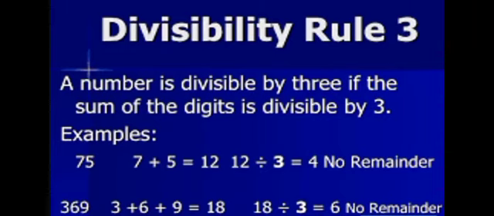Let's take one more example, 369. The sum of all digits, 3 plus 6 plus 9, is equal to 18. 18 is also divisible by 3, which is visible in this example. So this is the rule of divisibility of 3.